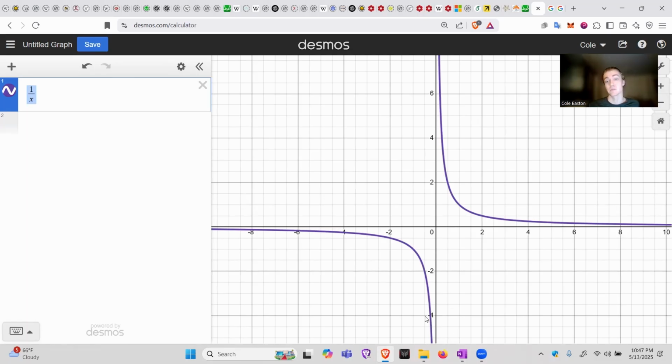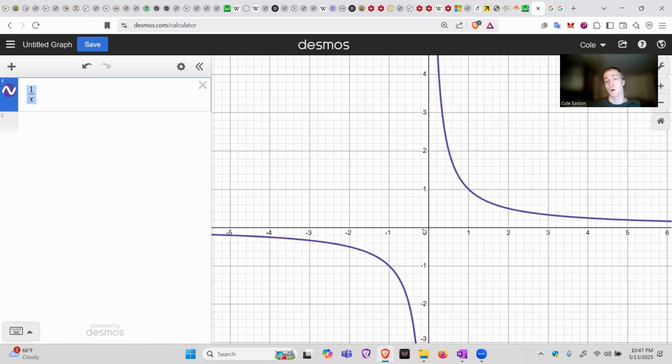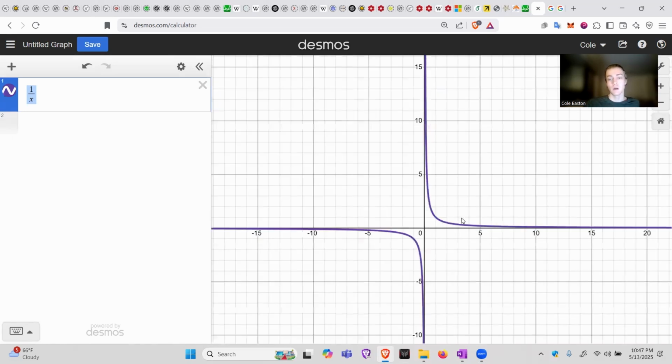And that should make sense, right? We're plugging in some really small negative numbers, small in absolute value. So say 1 divided by negative 0.1. So that's going to give you negative 10, right? Negative 0.1 times negative 10 gives you 1. And kind of the opposite thing is happening in the positive direction.